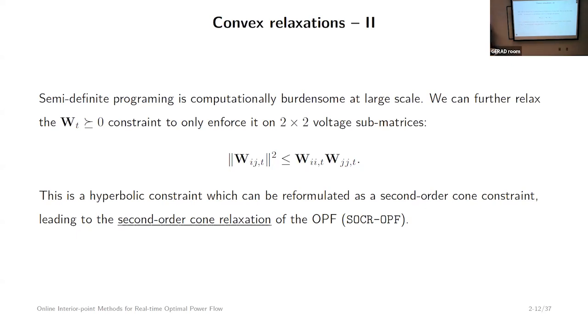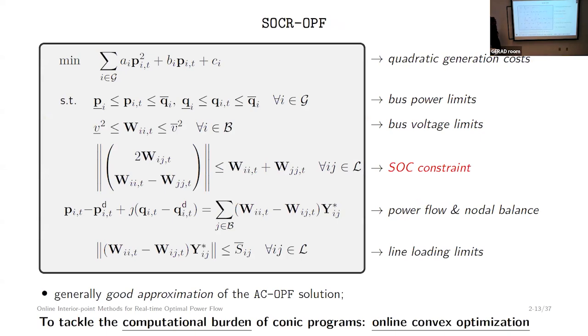This yields the following constraint, which now is a hyperbolic constraint. So what I did is I only enforce this semi-definite constraint on 2x2 submatrices, yielding that equation. This hyperbolic constraint can be rearranged, and I'll do it on the next slide, so that we obtain a second order cone constraint, leading to our next relaxation, the SOCR OPF. So that's my last problem. That's the one I'll be using later on in the example, but I just wanted to show two examples of conic optimization problems for OPF. So that is the new one.